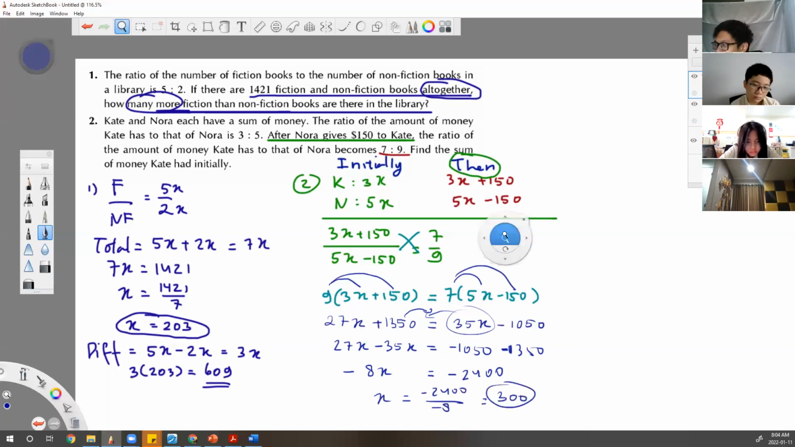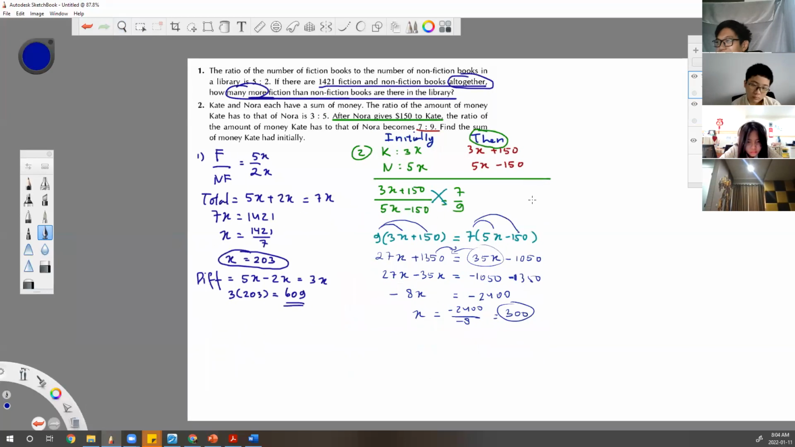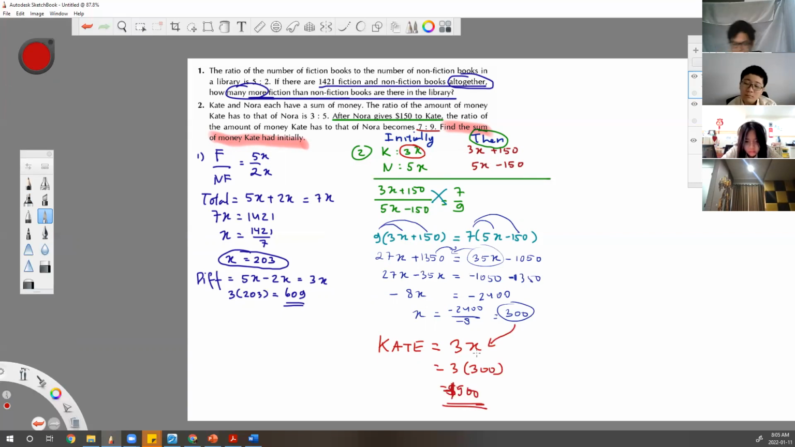After you get x is 300, is it done? No, it would be too nice if it were. What is being asked? We use the ultimate weapon. Find the sum of money Kate had initially. Kate, remember, not everything. Kate initially has 3x, see? So 3 times 300, use the ultimate weapon. So 900. Okay, that's it. $900.